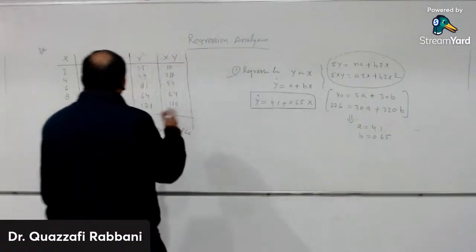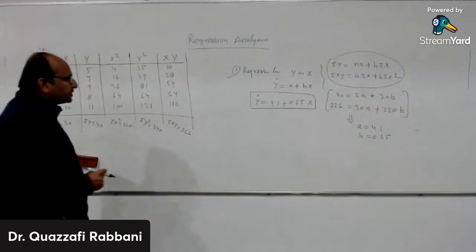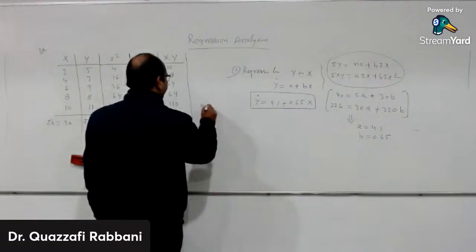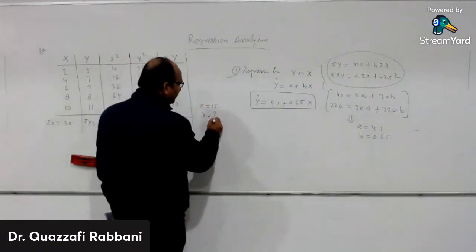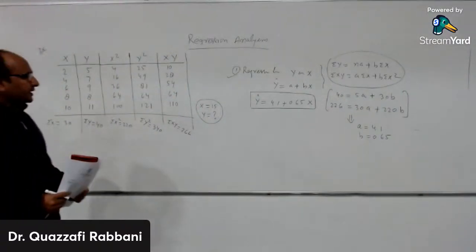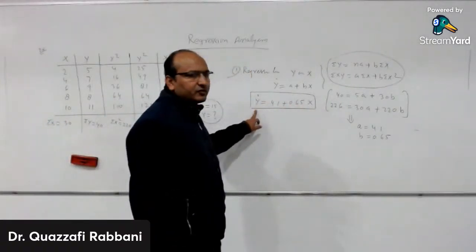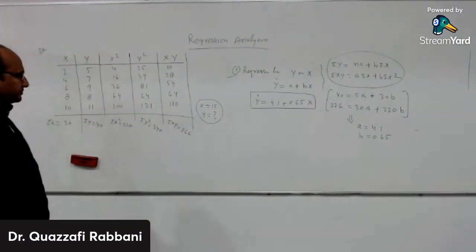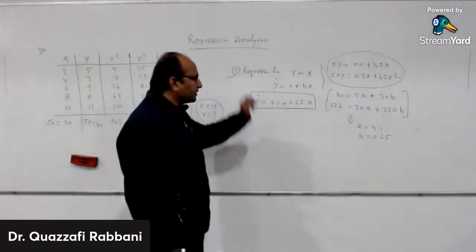Similarly, in this question we can also estimate. Suppose x is 15. So what will be y? We can estimate y: if x is 15, then put the value of x as 15, and you will get the value of y. So we can also estimate the dependent variable because y depends on x. So we will use this formula.